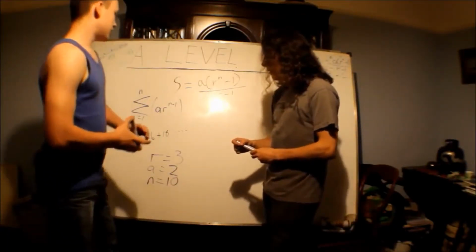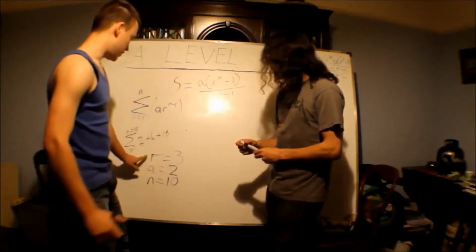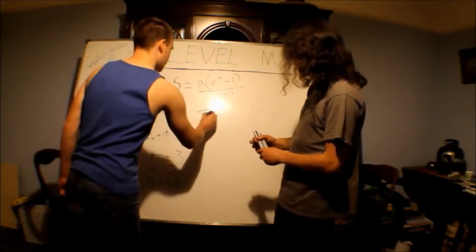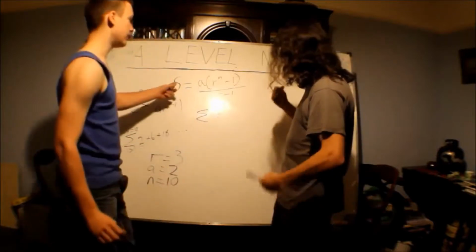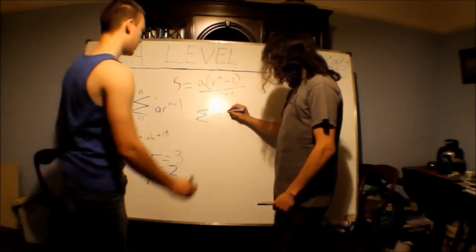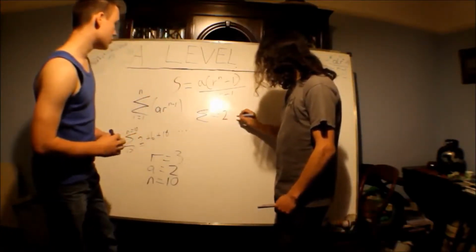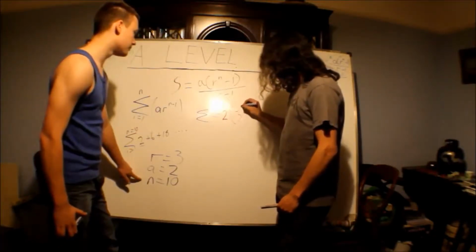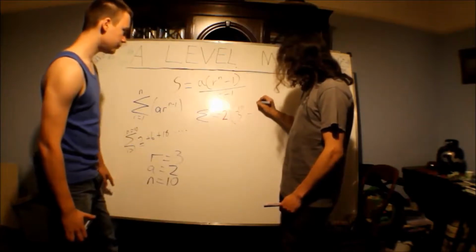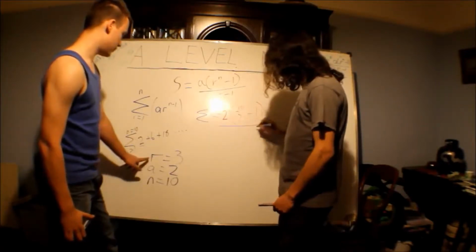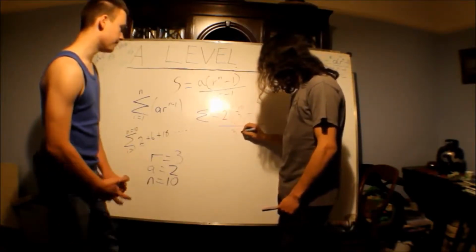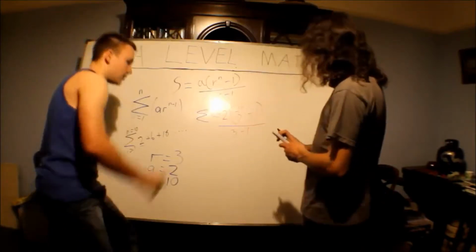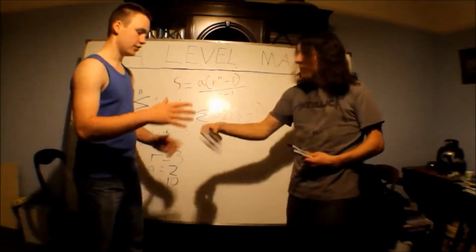Okay. So now we quite simply use this big formula. The sum, sigma, I'm using sigma instead of S now because we're using it properly, is A, which is 2, times bracket 3 to the power of 10 minus 1, it's quite a big number, over 3 minus 1. Okay. Calculator, please.